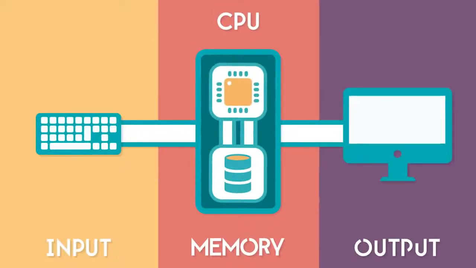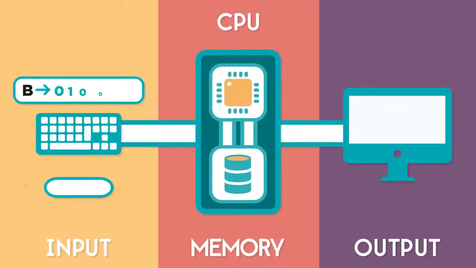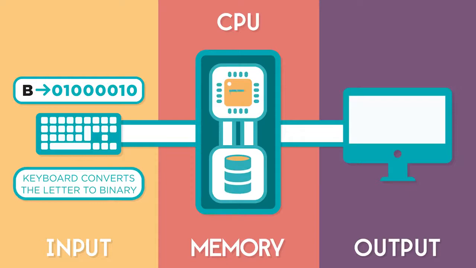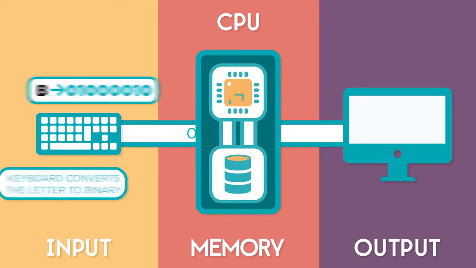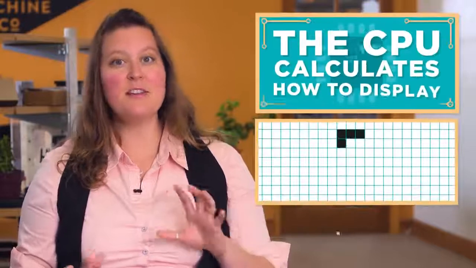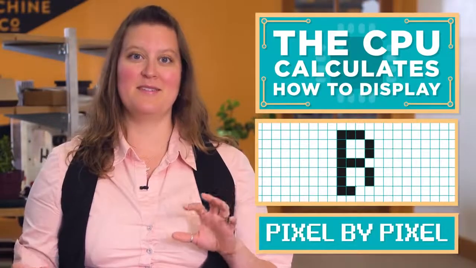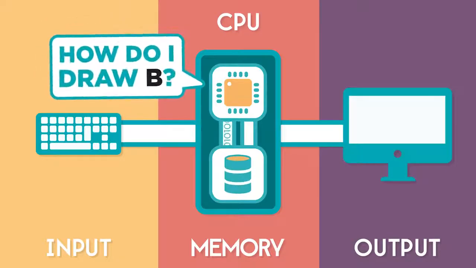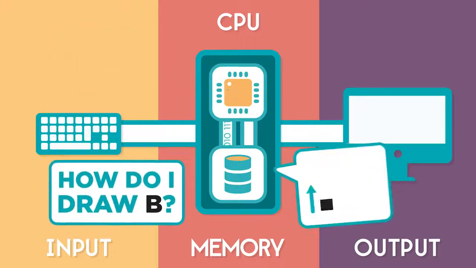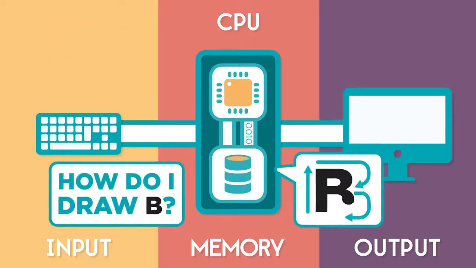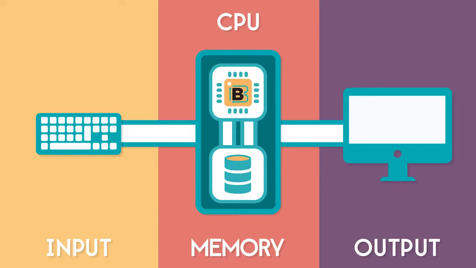When you press a key on your keyboard, let's say the letter B, the keyboard converts the letter to a number. That number is sent as binary, ones and zeros, into the computer. Starting from this number, the CPU calculates how to display the letter B pixel by pixel. The CPU requests step-by-step instructions from memory which tell it how to draw the letter B. The CPU runs these instructions and stores the results as pixels in memory.